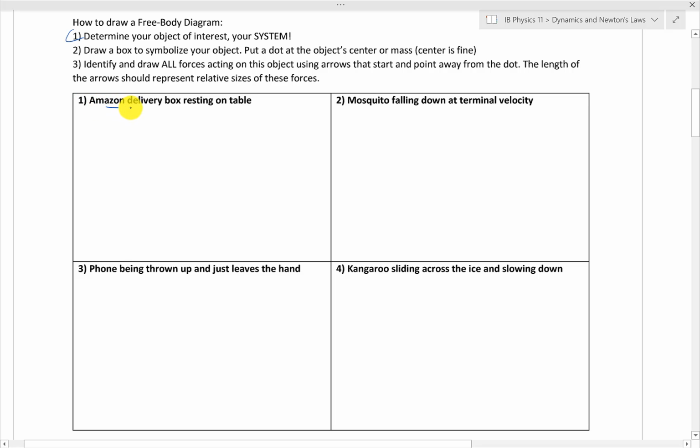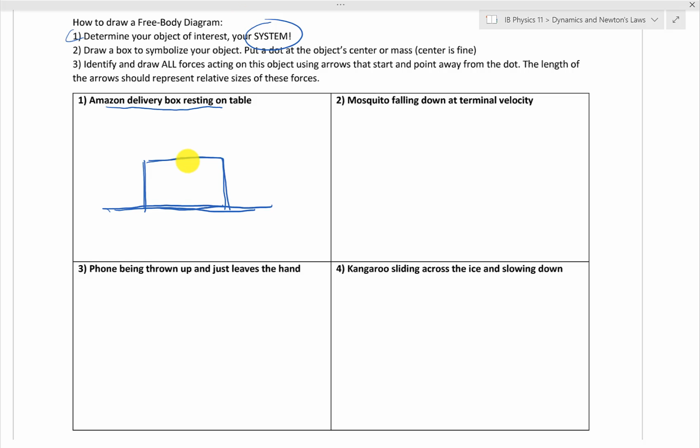Here, an Amazon delivery box. You probably had many of them coming along your way. So whenever you have an object, it's easiest just to draw a box, even if it's a person or whatnot. And it's resting on a table, so I'm going to draw a table here as a flat line. But the important thing here is my box. That's my system that I'm interested in.